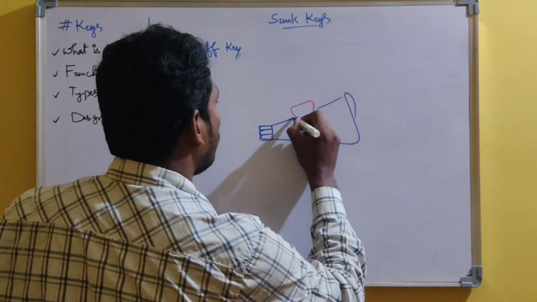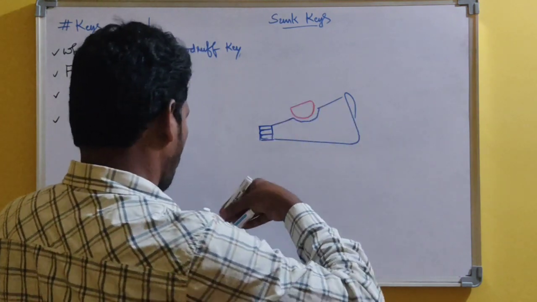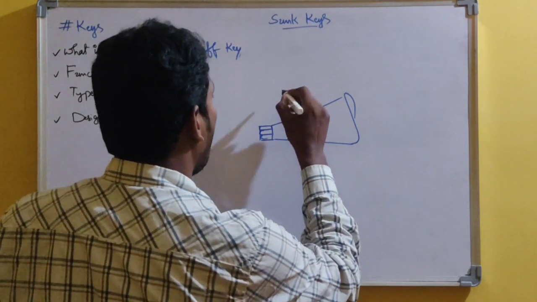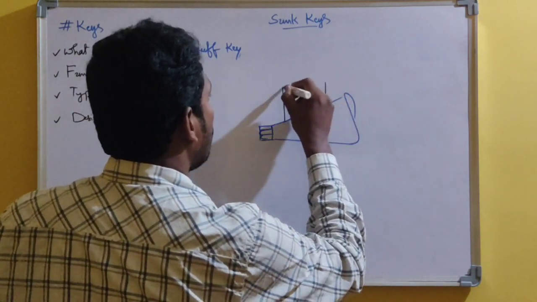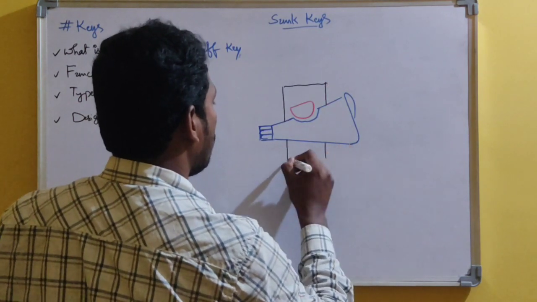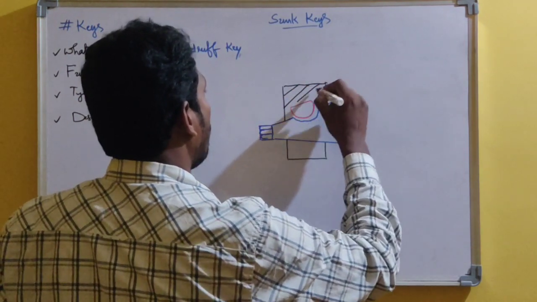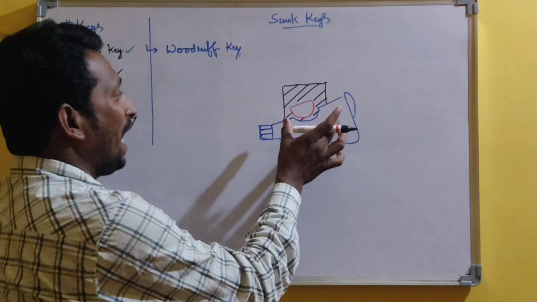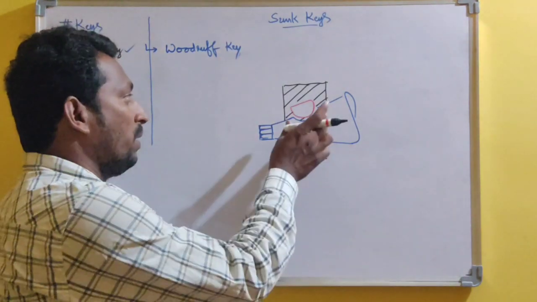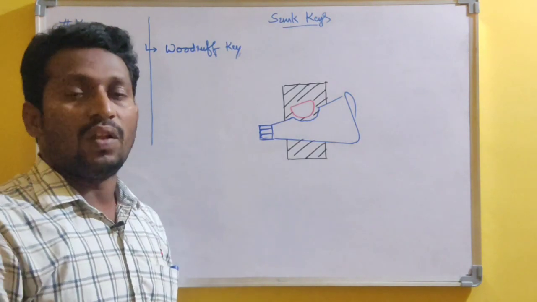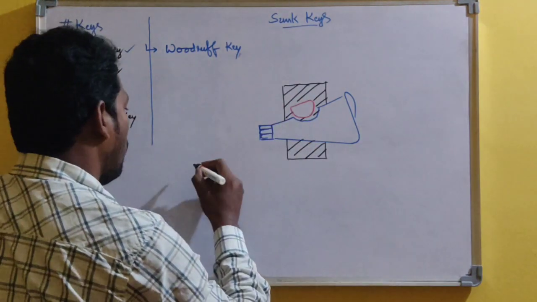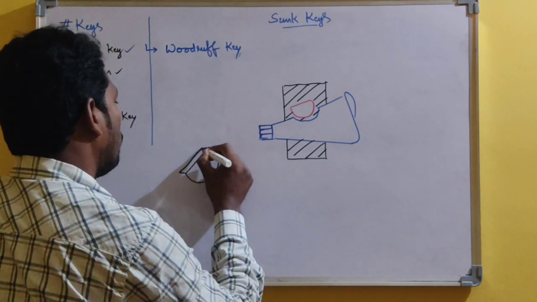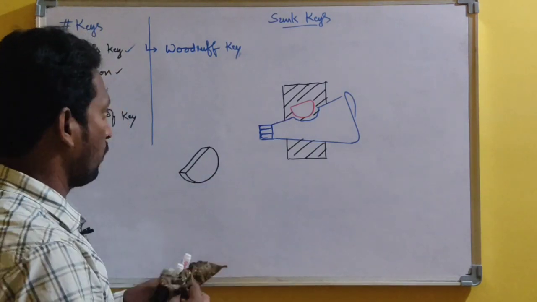You can observe that here the key is semicircular in nature. This is the hub or boss. When we have a taper kind of shaft, in this case only we will use this Woodruff key. See that the shape of this Woodruff key is semicircular in nature. It is like this.